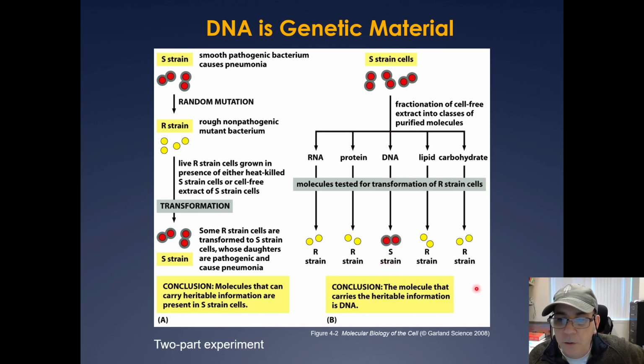And so then the conclusion was the molecule that carries the heritable information is actually the DNA. And when you mixed the R strain with other things like RNA, proteins, lipids, and carbohydrates, the cells were not transformed.